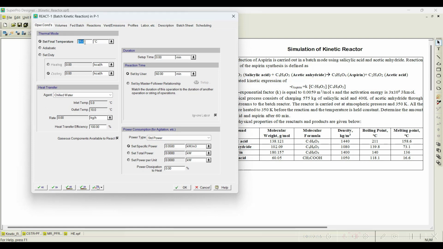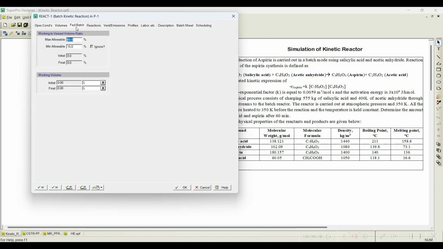And next one, the operating condition, again it is 350, and it says set final temperature. Basically it's an isothermal one, and again it is not Kelvin. So you can notice that once you enter the value and select the unit, automatically it changes. So that is the reason first you have to select the unit, and then we have to add the parameter value, that is 350 Kelvin. Then if any heat is generated, to maintain the isothermal condition, chilled water is used as the cooling agent, and reaction time you can set as 60 minutes. That is what is asked in the problem statement also. We will set it to 60 minutes.